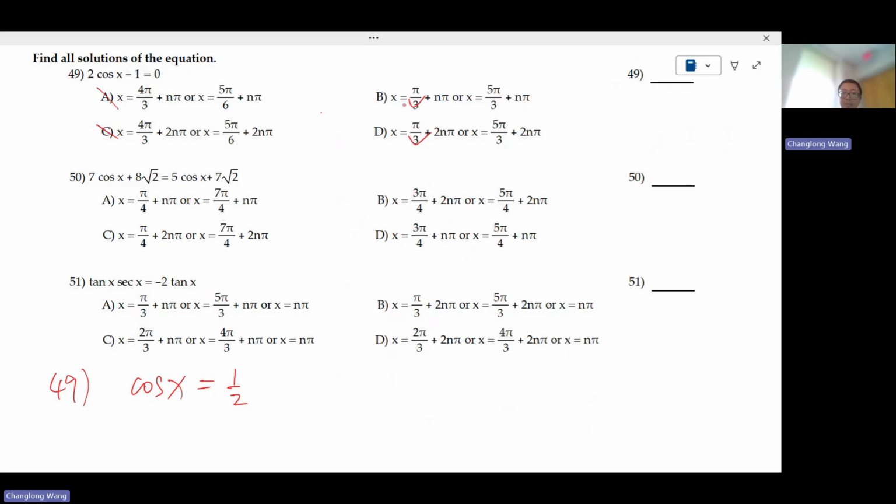But take a look at letter B. Why are they adding m pi? To get all the solutions from a cosine equation, what should be the multiple of the angle that you added to the angles? It's n times 2 pi or 360. When do you add m pi? If you get the equation from the tangent. Now, that's why I have this over here.